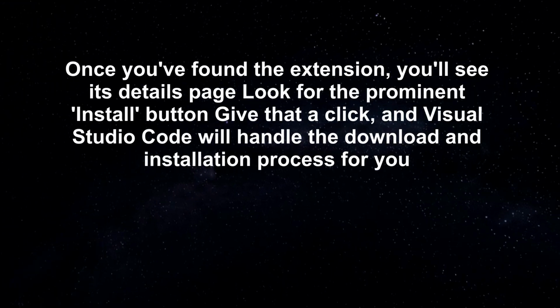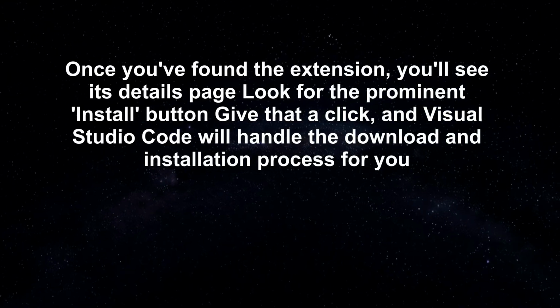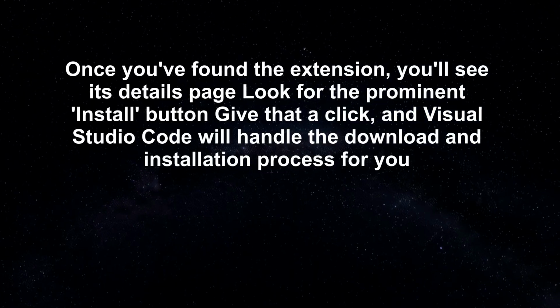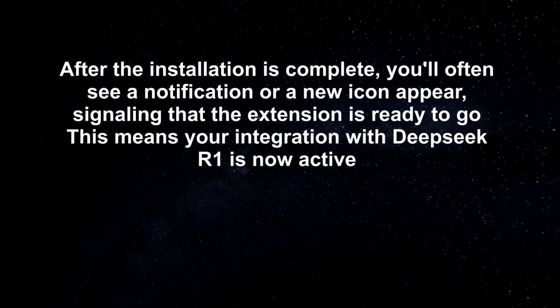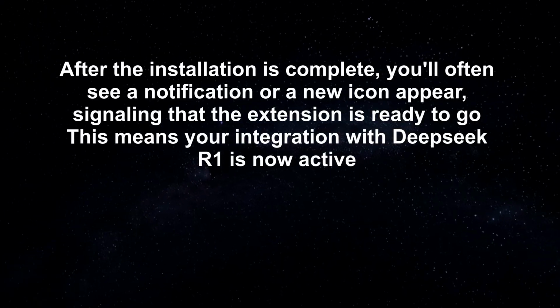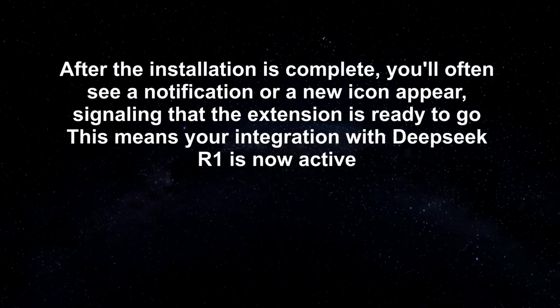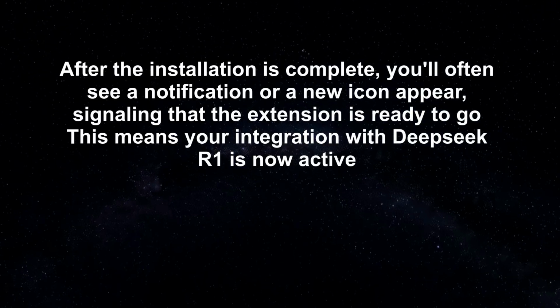for you. Once you've found the extension, you'll see its details page. Look for the prominent Install button, give that a click, and Visual Studio Code will handle the download and installation process for you. After the installation is complete, you'll often see a notification or a new icon appear, signaling that the extension is ready to go. This means your integration with Deepseek R1 is now active.